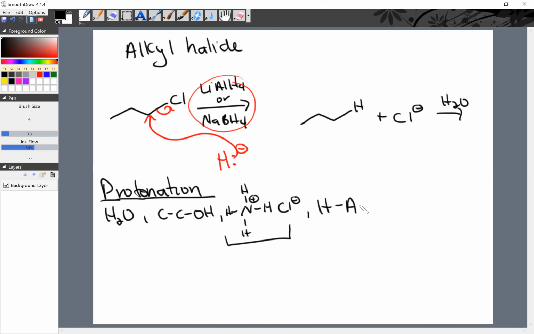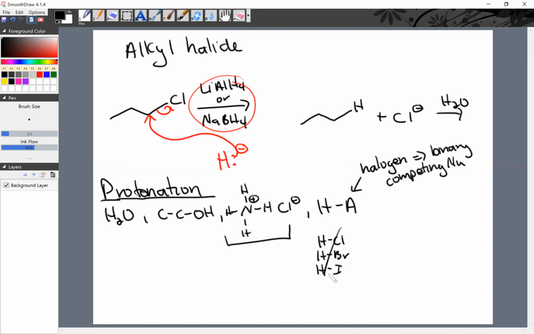I do want to warn you about the acids though. Number one, what if this is a halogen? Okay, so what if it's binary with a halogen? Well, then you create a competing nucleophile. So the rule of thumb is don't use a binary halogen acid. Okay, so HCl, HBr, HI, don't use those because it would rip off the hydrogen, but then you would have a competing nucleophile.